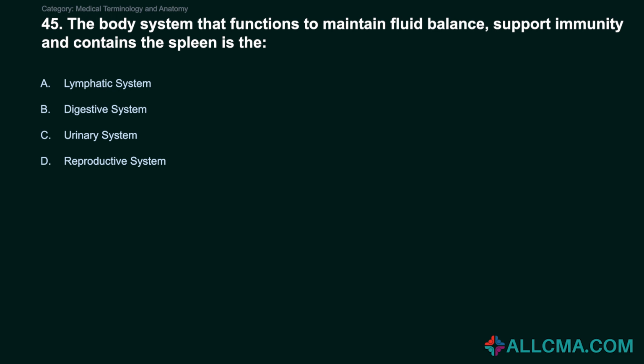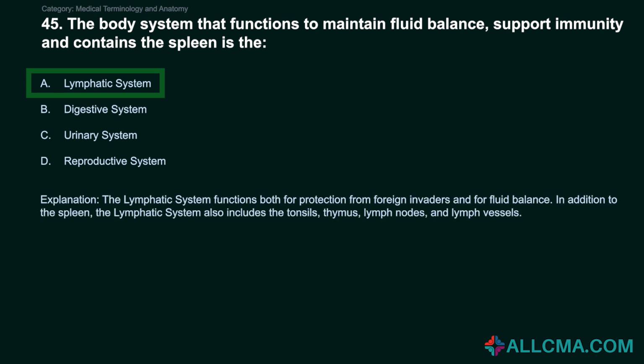45. The body system that functions to maintain fluid balance, support immunity, and contains the spleen is the A. Lymphatic system, B. Digestive system, C. Urinary system, D. Reproductive system. Correct answer, A. Lymphatic system. The lymphatic system functions both for protection from foreign invaders and for fluid balance. In addition to the spleen, the lymphatic system also includes the tonsils, thymus, lymph nodes, and lymph vessels.